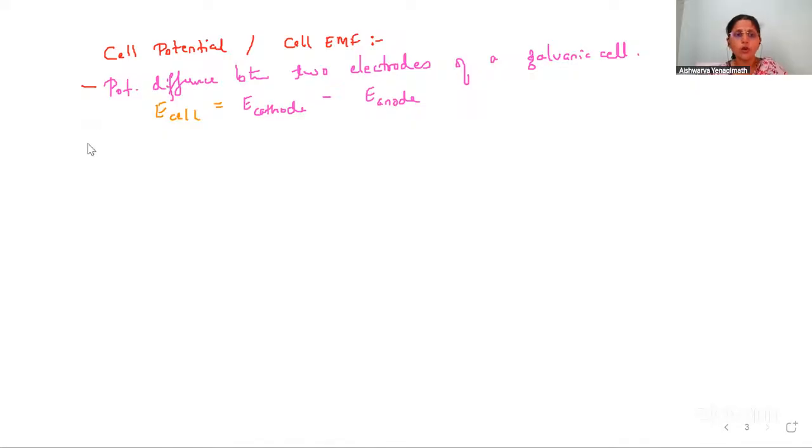This cell potential is measured in volts. It is also called cell EMF when there is no current drawn through the cell. We say cell potential when there is some current drawn through the cell, and we use EMF when there is no current drawn through the cell. Otherwise, both terms mean the same. Okay, fine. So E cell is what now? E cathode minus E anode.